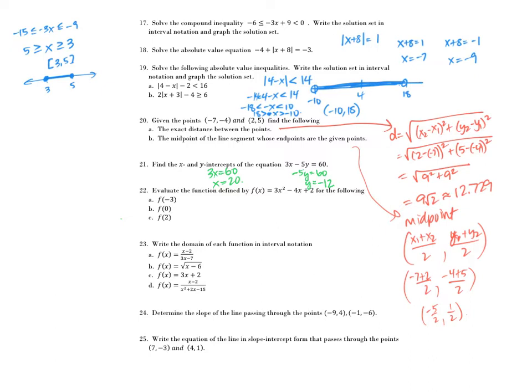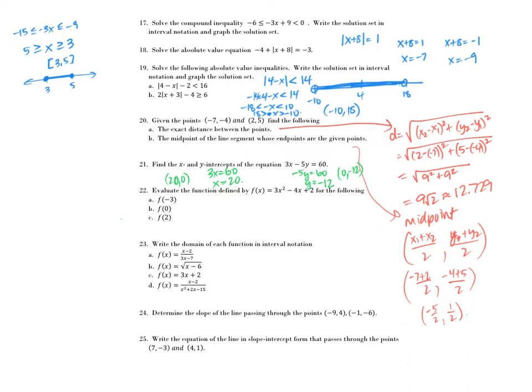Evaluate the function defined by that for the following. Oh, if I want to write them in point form, that's going to be (20, 0), and this will be (0, negative 12), if you want to write it in xy coordinate format.